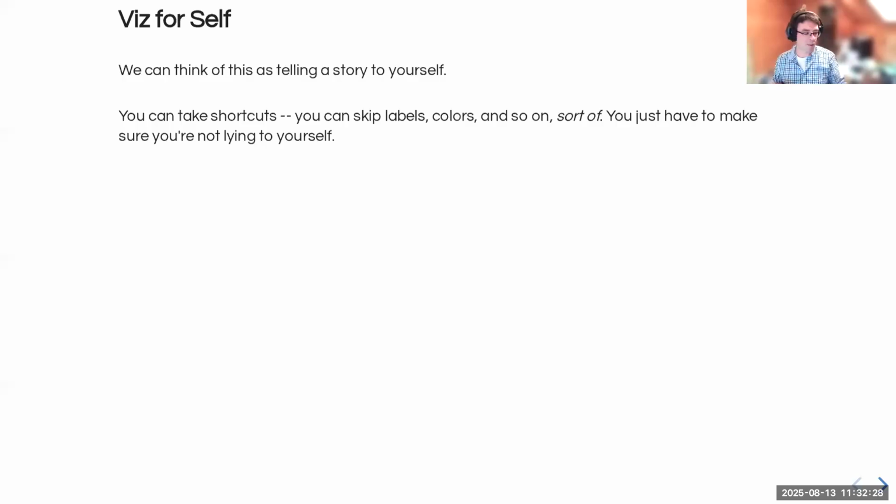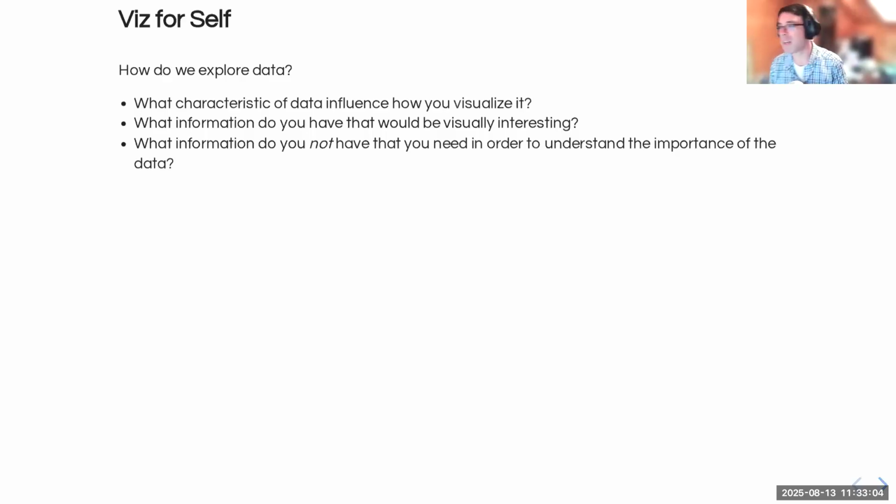So if we return to our concept of the different types of groups that you are visualizing for, we can think about visualization for yourself as telling a story to yourself where you don't actually know what's going to happen. You can take shortcuts. So, you're just pulling something up in CartoPy, or you're just pulling something up in MATLAB or something like that. You'll probably skip labeling things, colors, so on, and maybe not exclusively, but sort of. And then you just got to make sure that you're not lying to yourself. So you typically explore data by changing how you visualize it based on its different characteristics. You know a little bit about what information you have that would be visually interesting. You know a little bit about what you don't have in order to understand the importance of data.